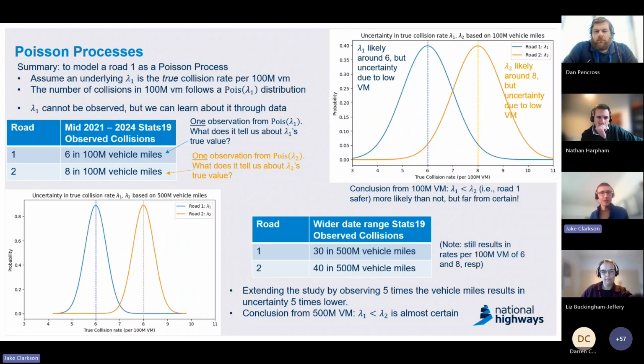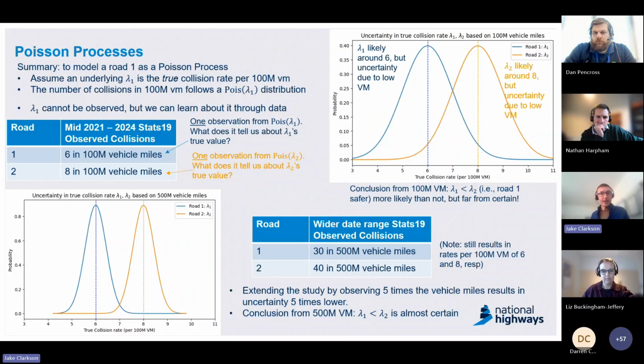And we can see this uncertainty in this distribution plot of lambda 1 based on 100 million vehicle miles, which theoretically comes out of the Poisson process. Remember, we never actually see lambda 1. Now, the higher the curve, the more likely that the value on the x-axis is the true value of lambda 1. We can see that it's centered on 6, but there is a decent chance that it could be as high as 8 or as low as 4. We've got the probability there on the y-axis.